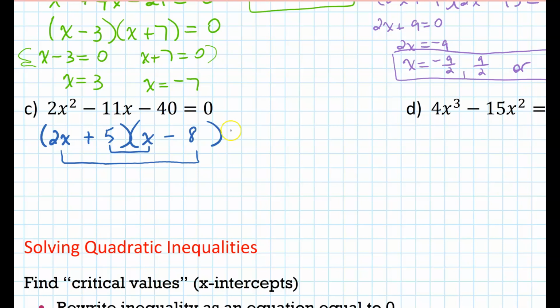Okay, so we've got our factorization is equal to 0. So what is my first x? Negative 5/2, and the next 0 is 8.